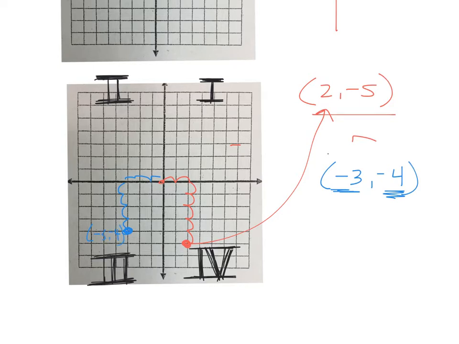So just keep in mind, you go positive when you go to the right and negative when you go to the left. You go positive when you're going up and negative is going down, okay?